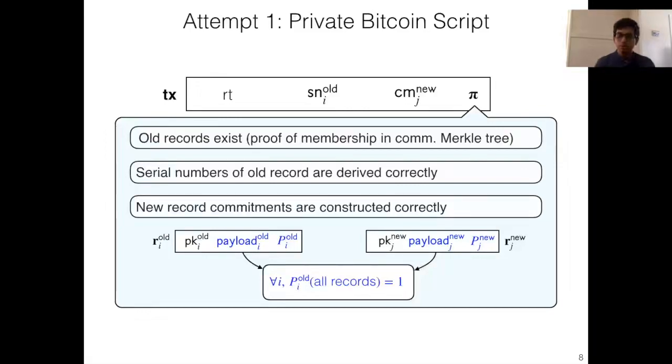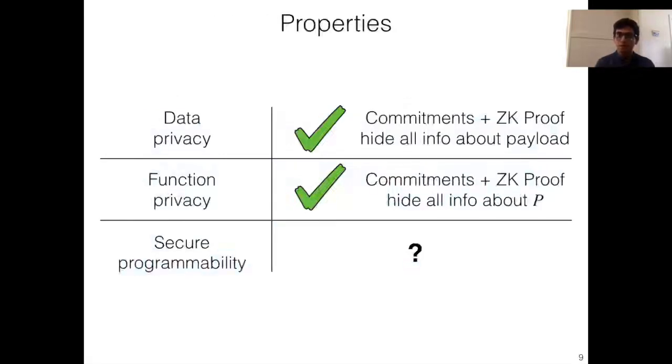Okay, so this is a simple generalization. Let's see if it actually achieves the properties that we want. Okay, from a privacy perspective, it works because both data privacy and function privacy are guaranteed by the hiding property of the commitment and the zero knowledge property of the proof. So this is nice. But what about our strong programmability goals? Can we achieve them here?